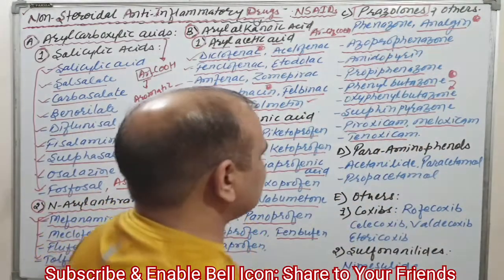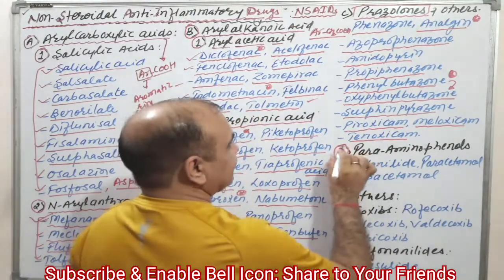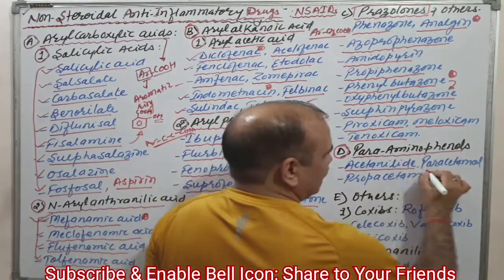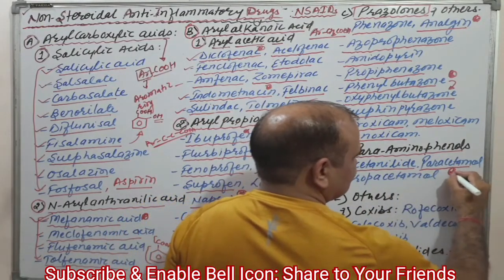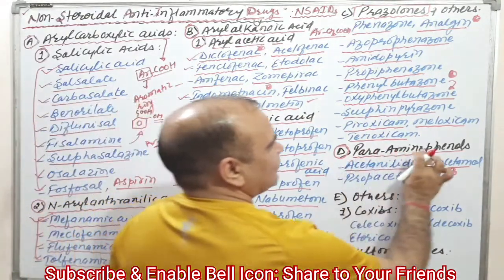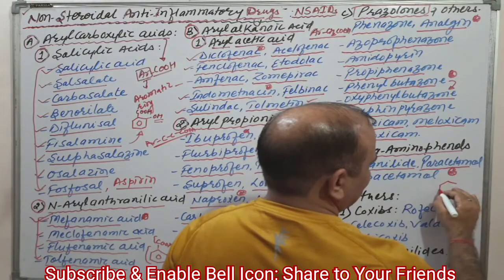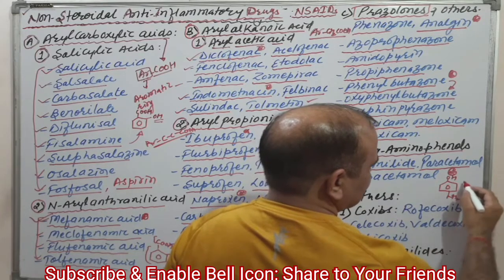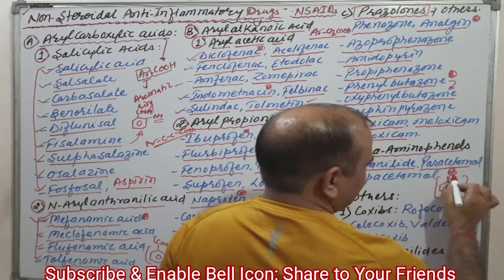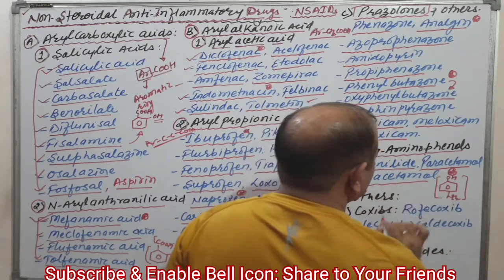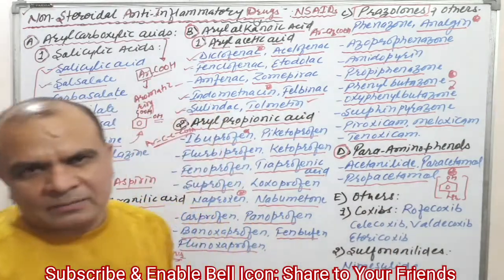Clear? Now come to the next category, that is D category, para-aminophenols, that is acetanilide, paracetamol. As you know, I think most of the students are aware of paracetamol, which belongs to para-aminophenol. What is the meaning of para-aminophenol? This is the benzene ring system. Suppose OH group, this one is NH, this one NH2. This is the basic ring system. Para-aminophenol, this is the phenol. Propacetamol is a derivative of paracetamol.